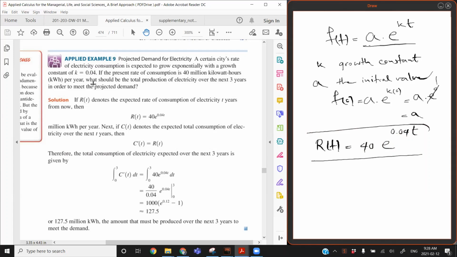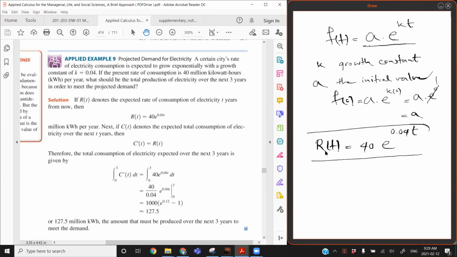Now, the question is, what should be the total production? So we are trying to figure out what should be the total production within the first 3 years. If I plug in 1 into this, I'm going to get the production in the first year. If I plug in 2 into this, I'm going to get the production in the second year. If I plug in 3 into this, I get the production in the third year, and so on. So this doesn't give me the total production. This is the rate of change.